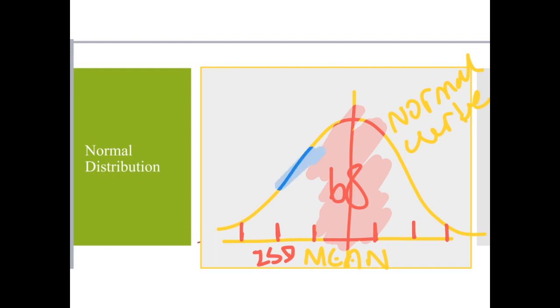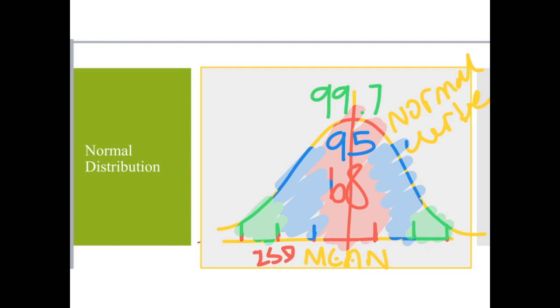If you go out to the next standard deviation, 95% of people are going to fall within 2 standard deviations of the mean. And then the last one here, if you're 3 standard deviations from the mean, that is going to contain 99.7% of people. So 99.7% of people fall within 3 standard deviations from the mean.